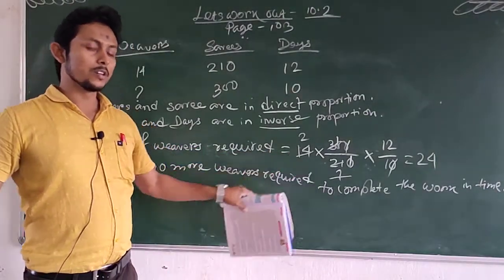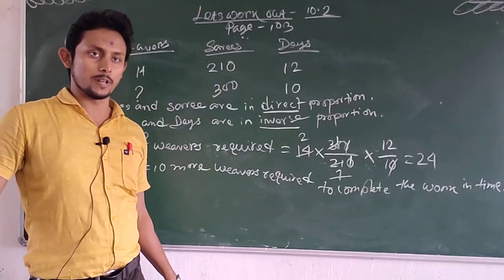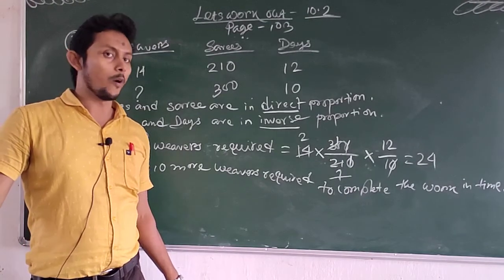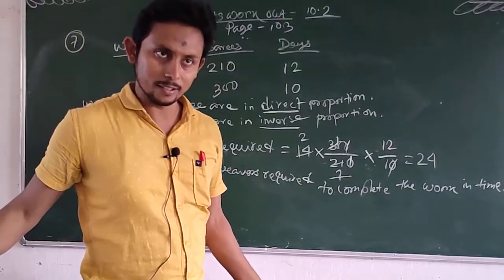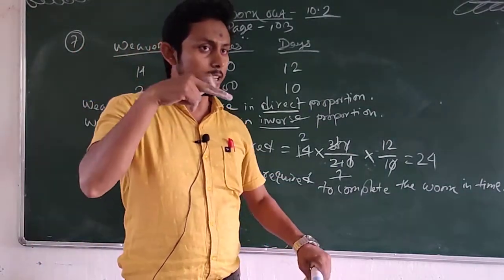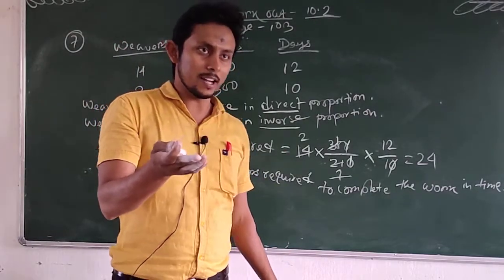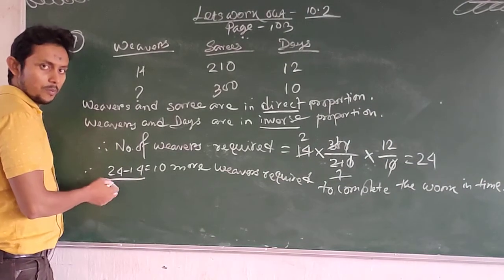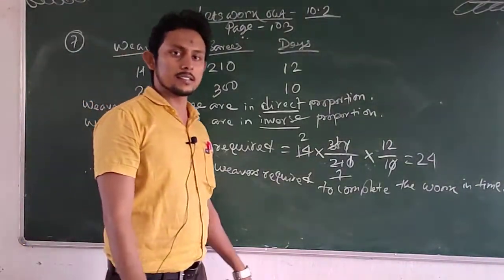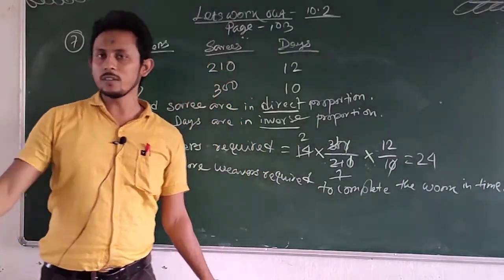Calculation. It is asking how many more weavers are required. 14 are already there, 24 total required. So how many more required? 14 and 10 will be what? 24. Right, so that's how many more are required. That's why we have subtracted 24 minus 14. That is 10 weavers more required. Okay. Now clear?